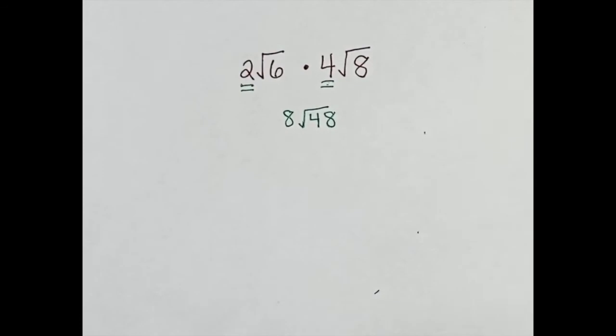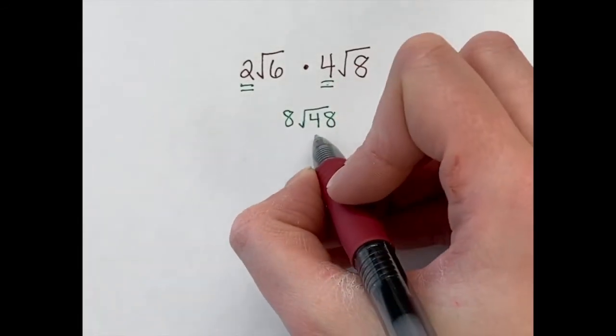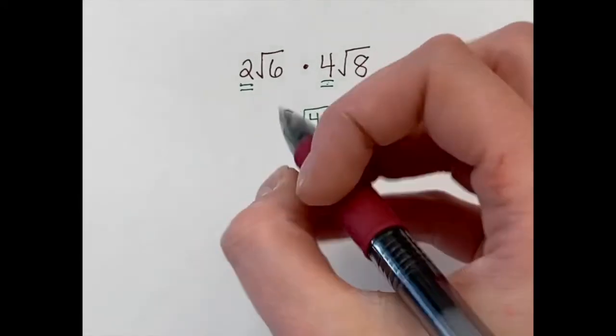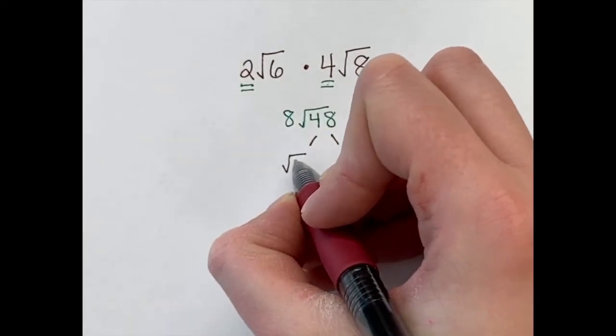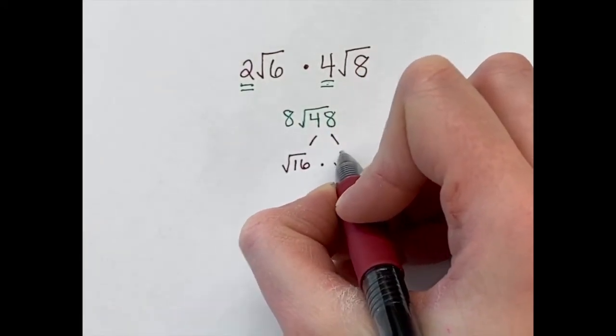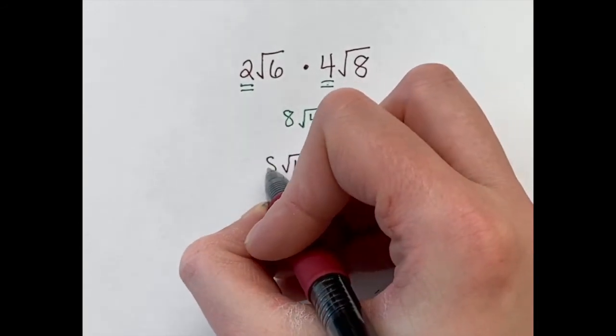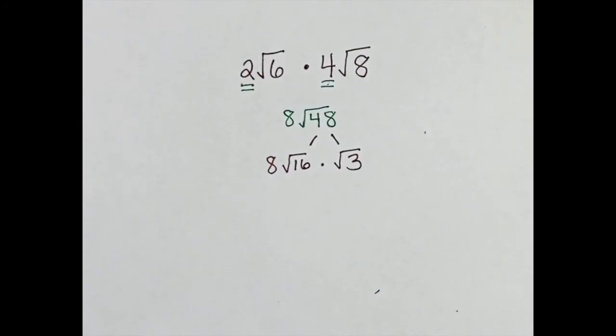Then it's just like our other video where you have a single term radical with a coefficient on the outside. So now I'm going to break down that radical 48. So I'm going to ask myself, what is the biggest perfect square that goes into 48? I believe it's 16. So we're going to do radical 16 times radical 3. But don't forget, this 8 has to come along for the ride, so it's going to attach right onto that radical 16.